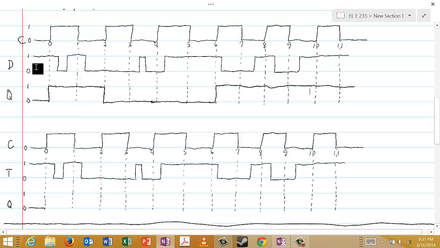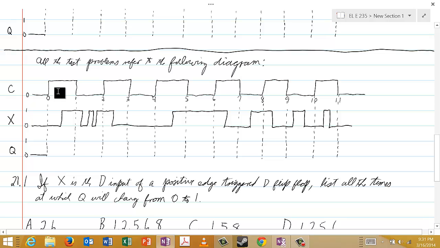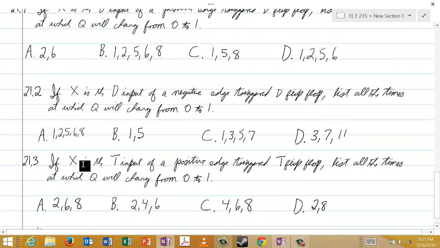Now, on your test questions, I'll go ahead and look ahead to that. I give a clock signal, and I give an X here, which will in some cases refer to D, and in some cases it will refer to T. You can see in the first two problems, X is regarded as the D input of a positive edge triggered D flip-flop, or the D input of a negative edge triggered D flip-flop, and then in 21.3, X is regarded as the T input of a positive edge triggered T flip-flop.